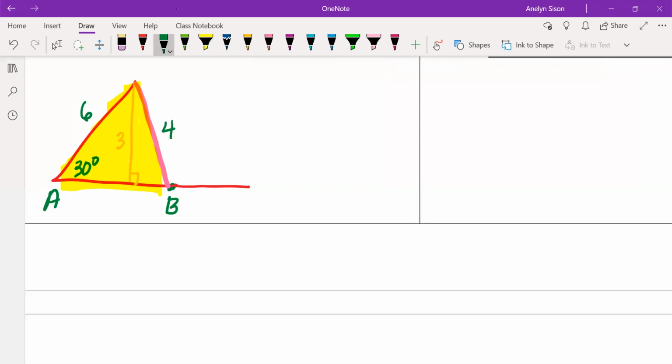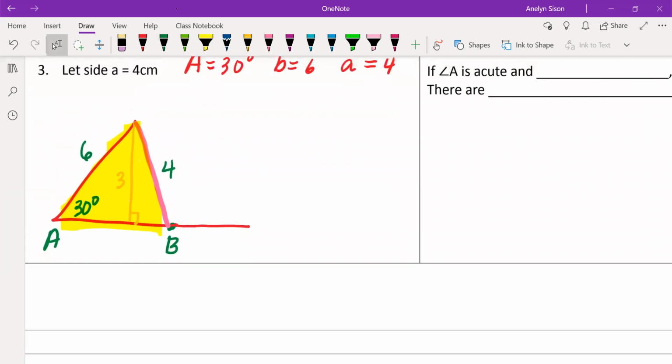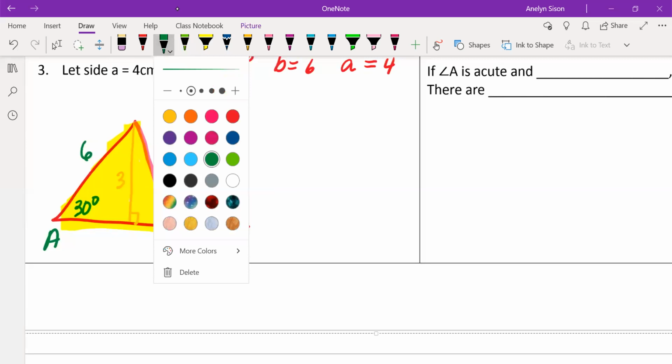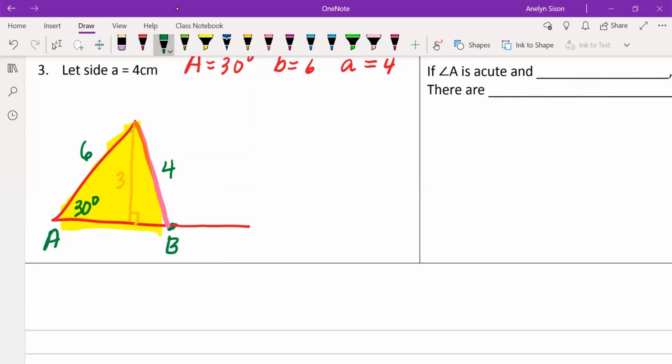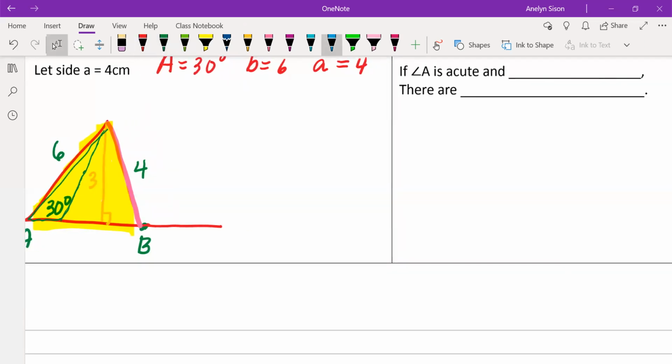Okay. So what happens when the opposite side of A is greater than the height, but less than the other side given? You get 2, because this side length, since it's 4, can also be positioned over here. And that's another triangle. See that? So 2. I'm going to write it down in here. Do I need to write in words? Okay, we'll write in words.